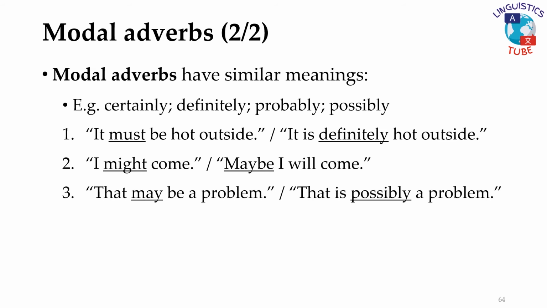Next, I might come. Maybe I will come. And finally, that may be a problem. That is possibly a problem. In the sentence, maybe I will come, will is not a modal verb, it is a future tense word. So, you could also say, maybe I am going to come, because the two ways to create future tense in English are will and be going to. Also, in the sentence, that may be a problem, remember that may be and maybe are completely different. So, may is the modal verb in this sentence.